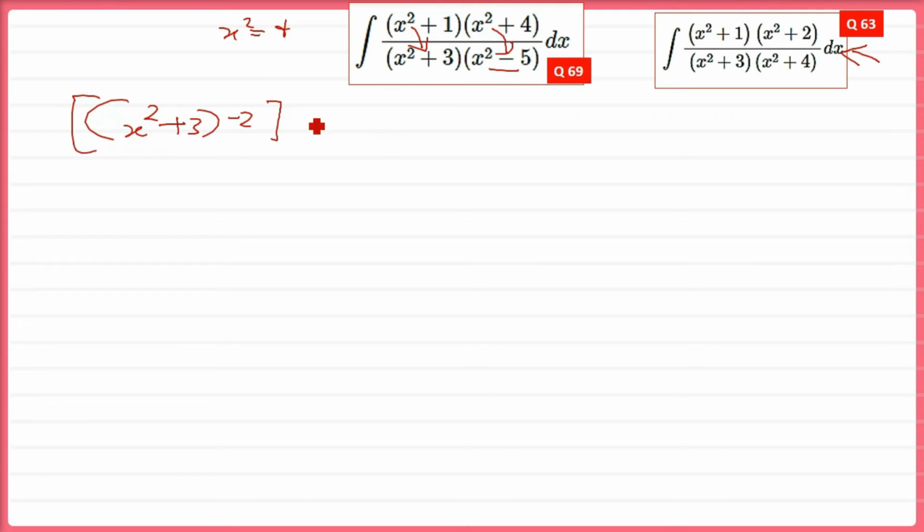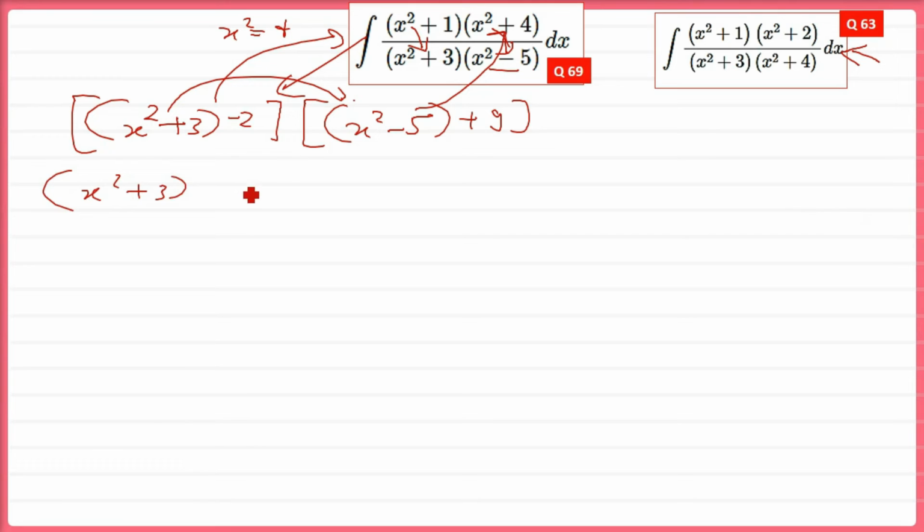So what we'll do here is we'll write x square plus 3 in the numerator with a negative 2. X square plus 3 minus 2 is what? It's x square plus 1 only. So essentially we are writing x square plus 1. Similarly, x square plus 4 we are writing. How are we going to write? X square minus 5 plus 9 is x square plus 4 only. But we have actually introduced x square plus 3 and x square minus 5 because of the denominator they have. Denominator is x square plus 3 and x square minus 5. That's why we have taken it.